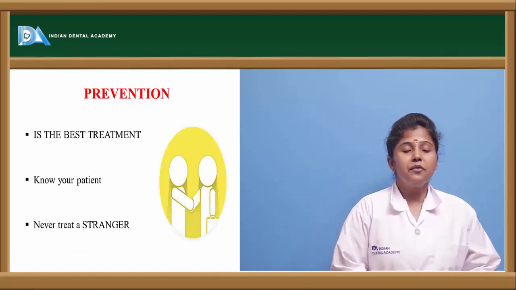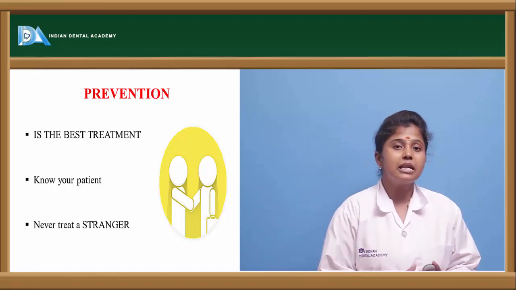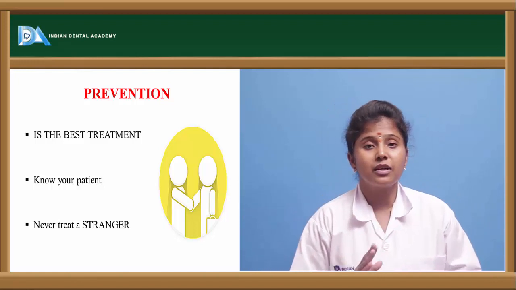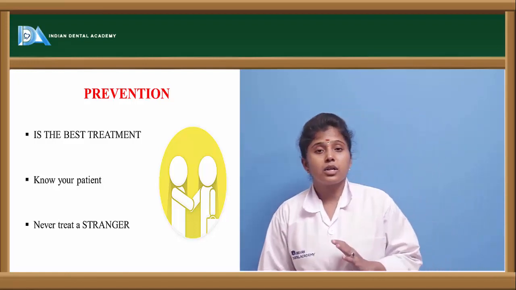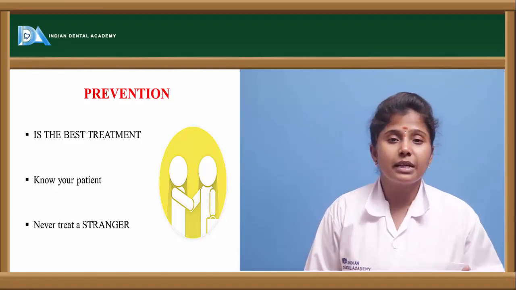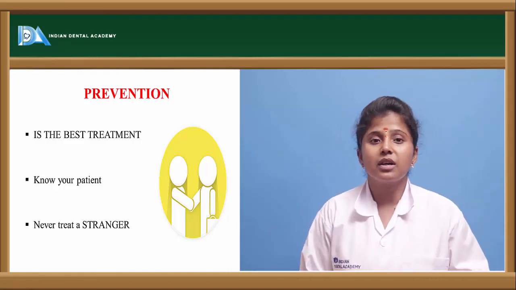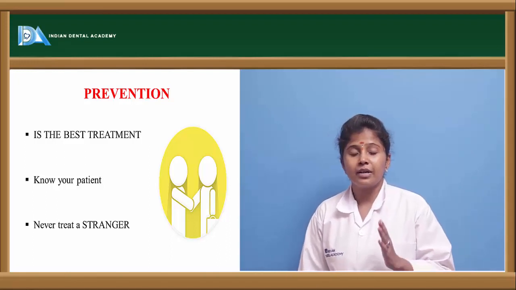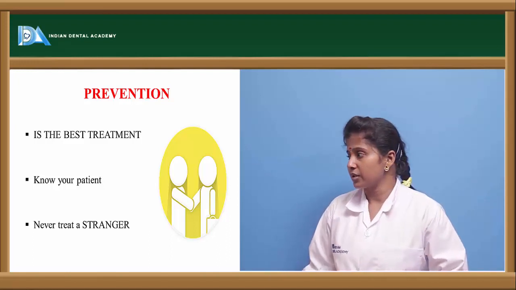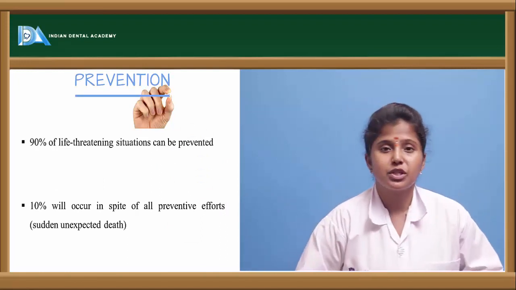Prevention. Before any medical emergency occurs, when we observe the symptoms, the prevention has to be given immediately. In order to give any prevention, we need to know the patient, and never give prevention to a stranger, because we don't know what medical history the stranger has. If your prevention causes toxicity or some harmful effect to their body, that may lead to severe adverse conditions. So whenever we give any prevention, we need to know the patient and the medical history of the patient. With prevention, 90% of life-threatening situations can be prevented.